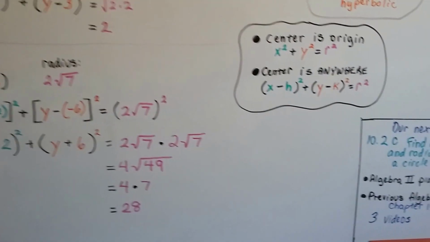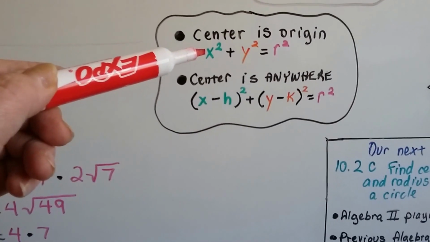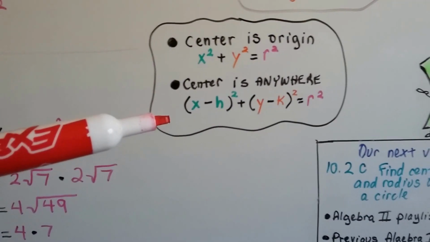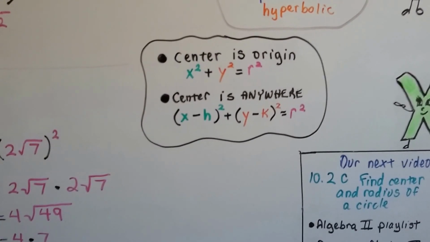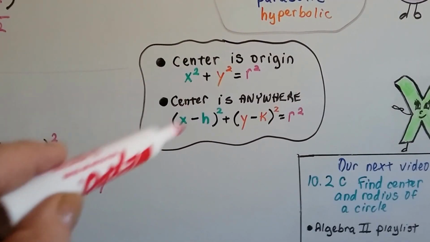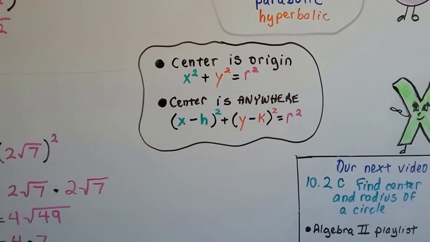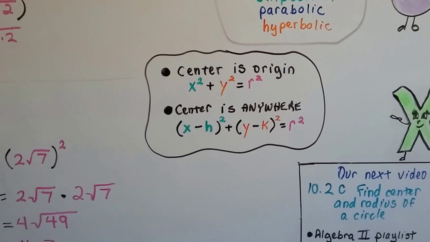So if the center is the origin, we're going to use this. And if the center is anywhere on the coordinate plane, we're going to use this, okay? So this is what you need to write in your notes. And that's with radius r, okay?